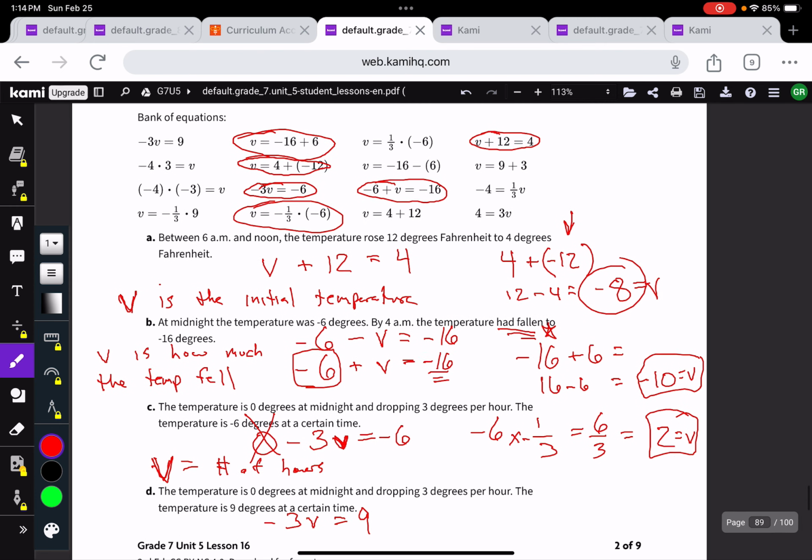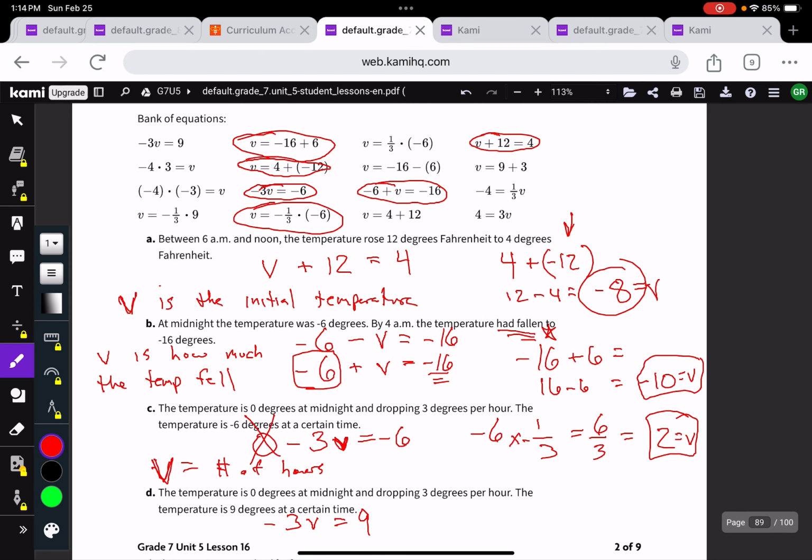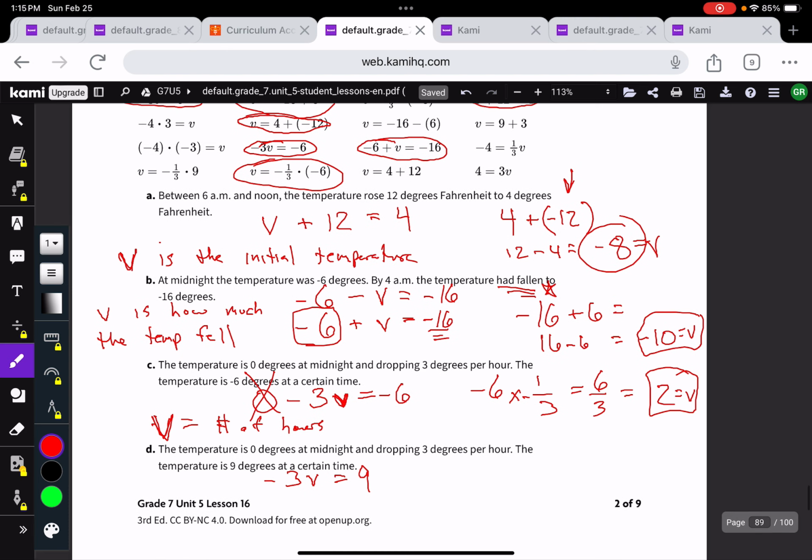So first off, we should have 1, 2, 3, 4, 5, 6. Now we've got to find another equation. And you'll notice right there, that's the one that we just wrote. So everything's the same. I'm just going to draw an arrow, because V is the same. It's the number of hours, and the temperature is changing. This is the same problem, so I'm just going to draw an arrow down there. V stands for the same thing.